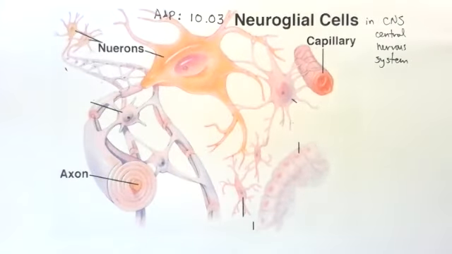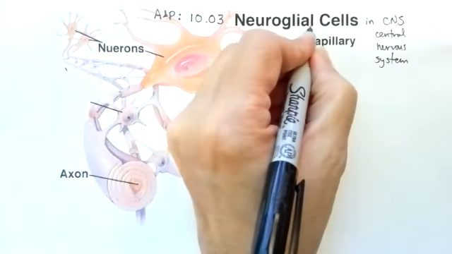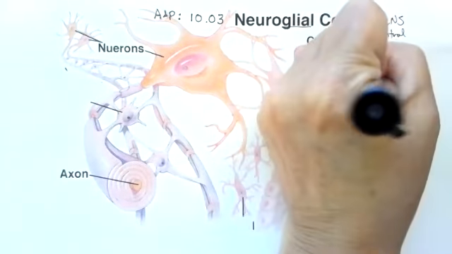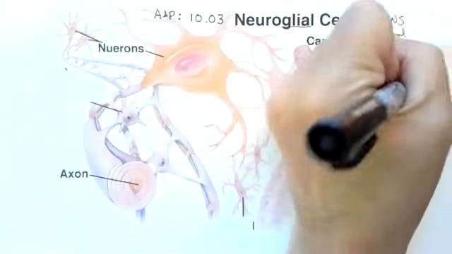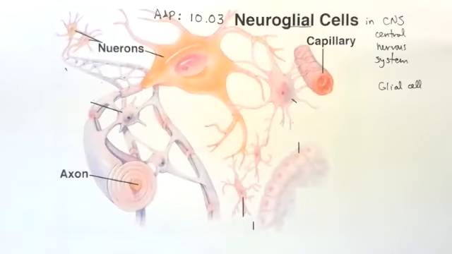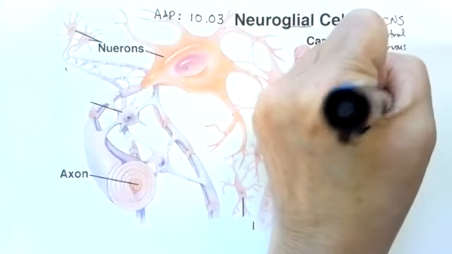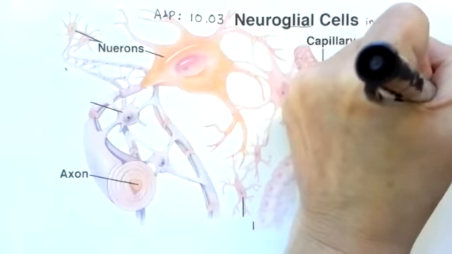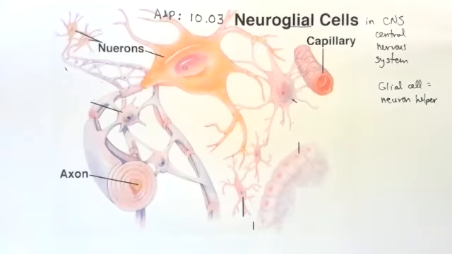Well, before we go too far down this path, let's talk about what is a glial cell. A lot of times, instead of saying neuroglial, we'll just say glial. So a glial cell is, in a sense, a neuron helper cell. It does something that assists the neuron. And the example we had in the last video is a Schwann cell that helps myelinate.